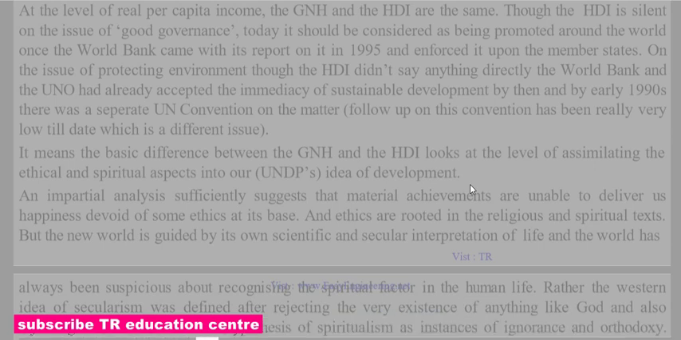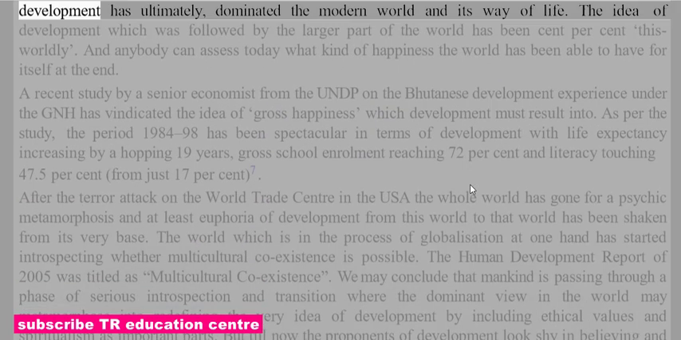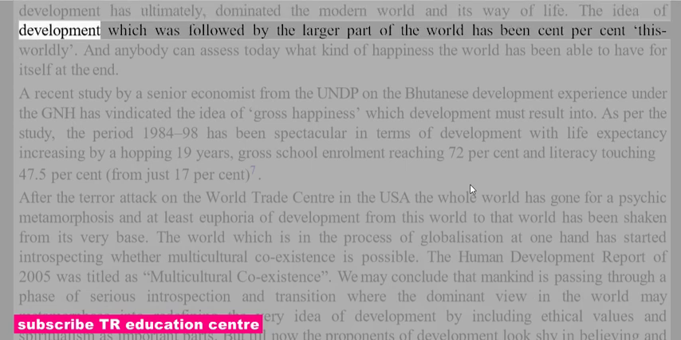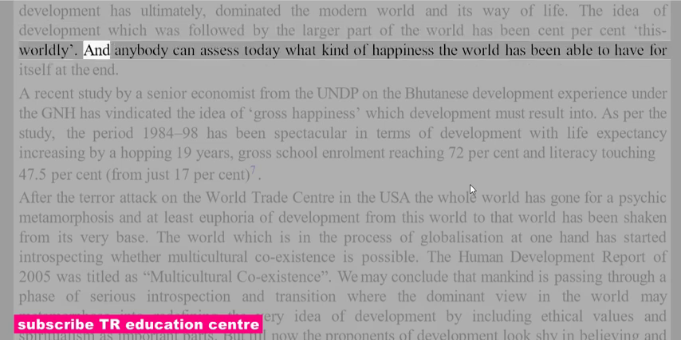And there should not be any doubt in accepting that the Western ideology in the name of development has ultimately dominated the modern world and its way of life. The idea of development, which was followed by the larger part of the world, has been this-worldly. And anybody can assess today what kind of happiness the world has been able to have for itself at the end.